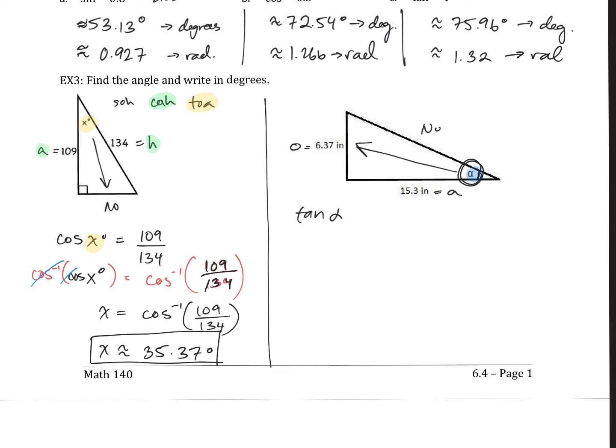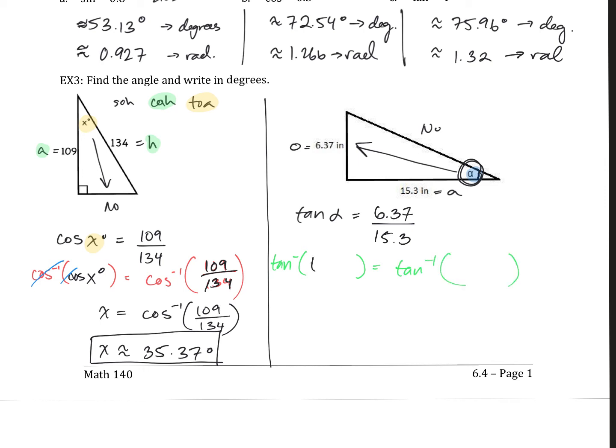Alright, so we have tangent of alpha is going to equal opposite over adjacent, which will be 6.37 divided by 15.3. Notice the units are inches, so you have to be careful to answer in inches. Okay, so how would we solve that? Alpha is inside the tangent, so to get it outside, we're going to take the inverse of both sides. So tangent inverse on both sides.